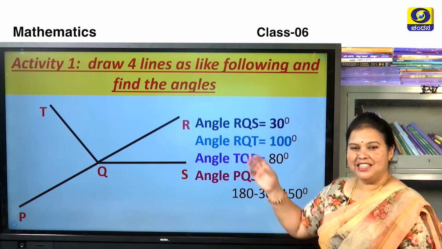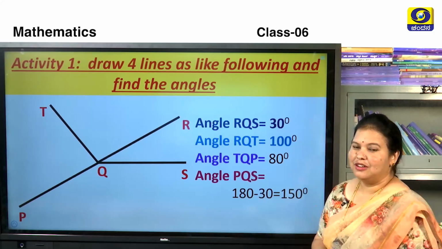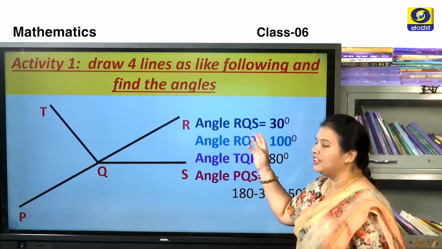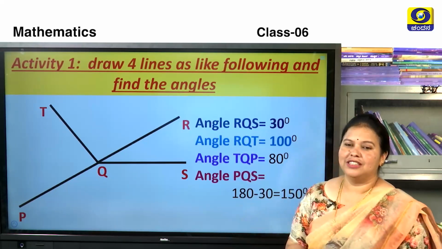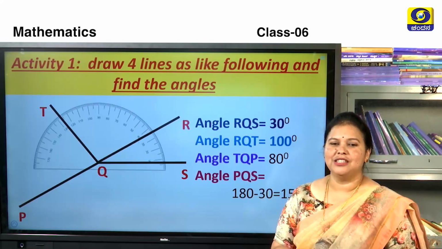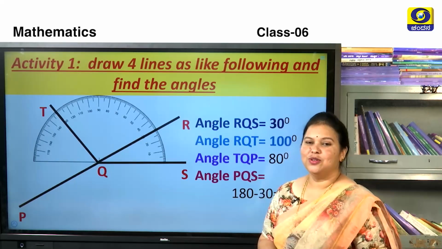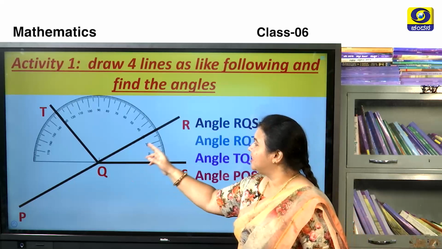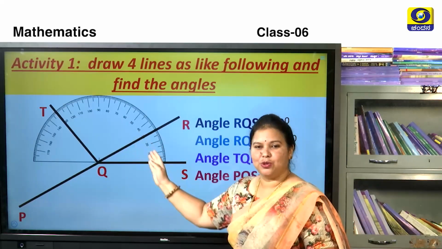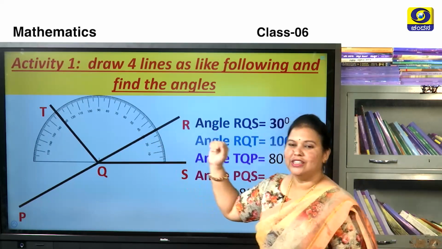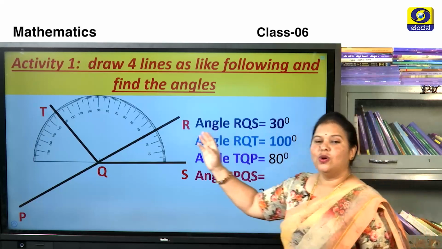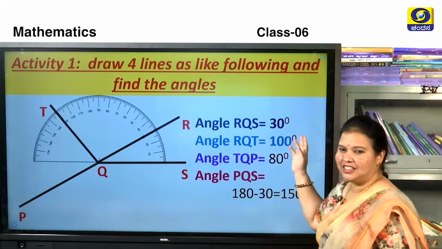Now we'll find these angles one by one. First we'll find the angle RQS. For this, first we have to place the protractor on the line QS and we'll read the marking against the line QR on this protractor. See, it's showing 30 degree. So, angle RQS is 30 degree.